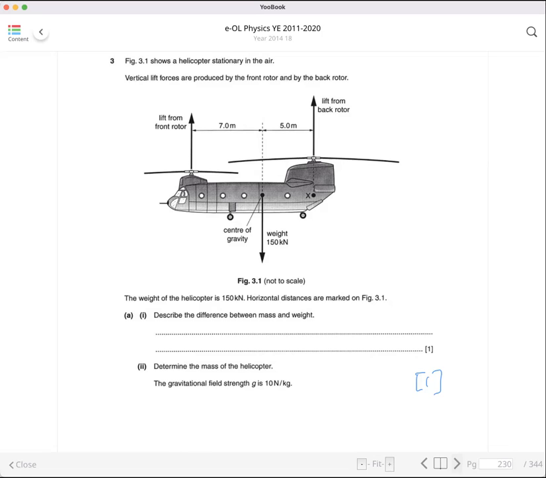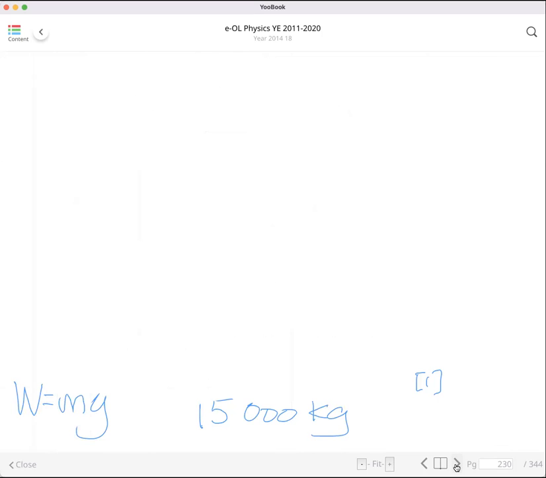Okay, so for part 2, both of you got it correct. I will not go through the formula. The answer is 15,000 kilogram. The formula you need to use will be W equal to mg. Can? Okay, let's go to the next question.